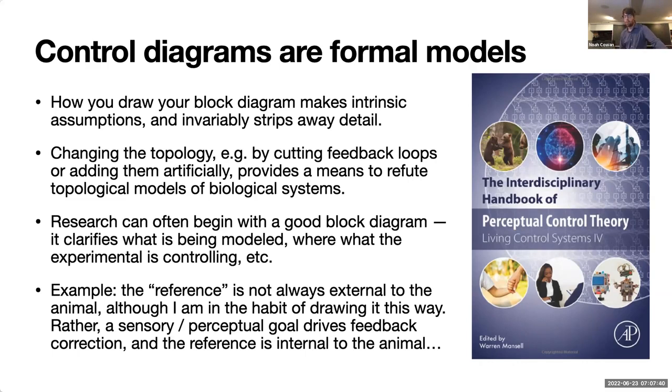And so one example, and maybe a trap that I've often fallen into, is that we often take as the reference an external signal that we provide to the system. But ultimately if an animal is trying to do some control, such as catch the rabbit, it has an internal perceptual reference that it has to compare that external signal to. And it's maybe a fallacy to draw that as a subtraction of an external reference with a feedback signal, but rather there needs to be an internal reference that it's being compared to.